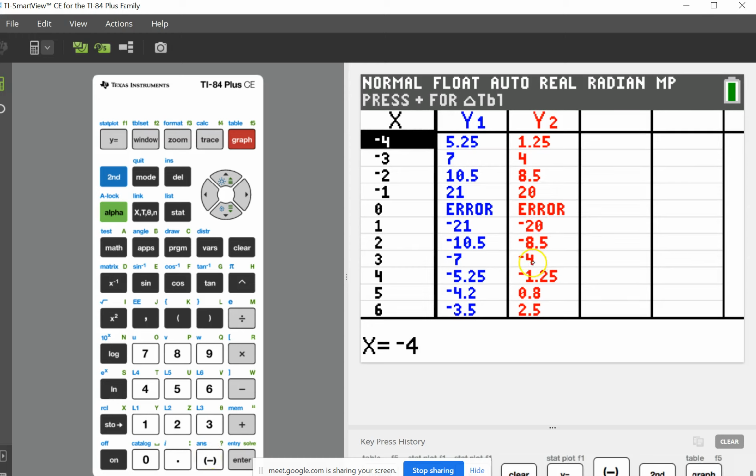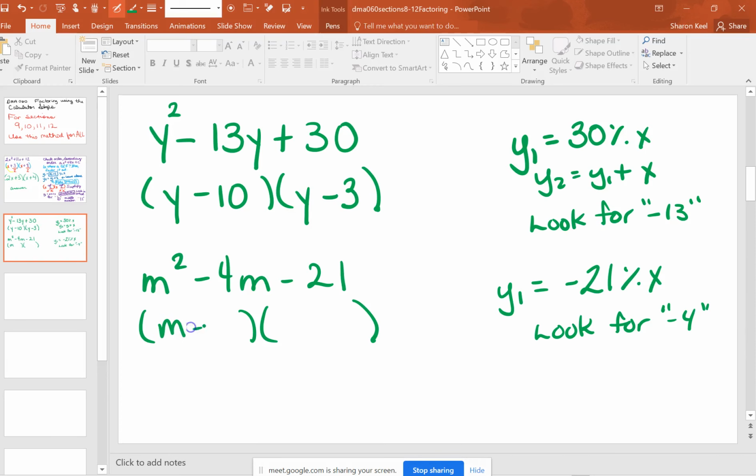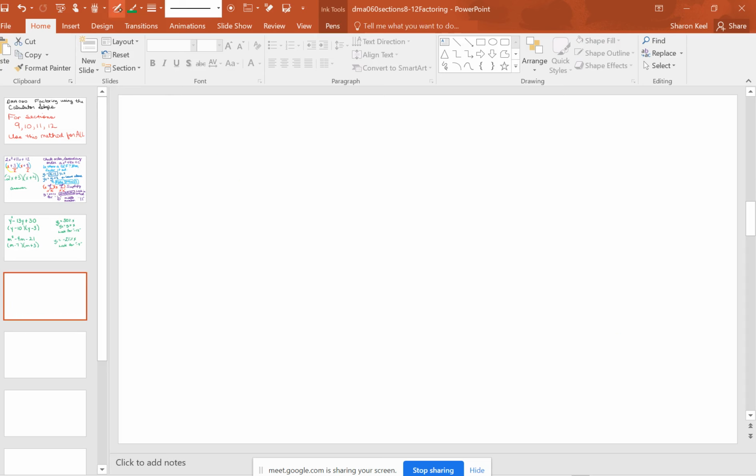Our middle number is negative 4, so that means I'm going to use a positive 3 and a negative 7. So to get the middle number, we have to make sure the signs match, because negative 7 and 3 gives us the negative 4. So that would be m minus 7 and an m plus 3. And in this case, you're done. Your problem is completely factored. Okay? Let me give you another example.